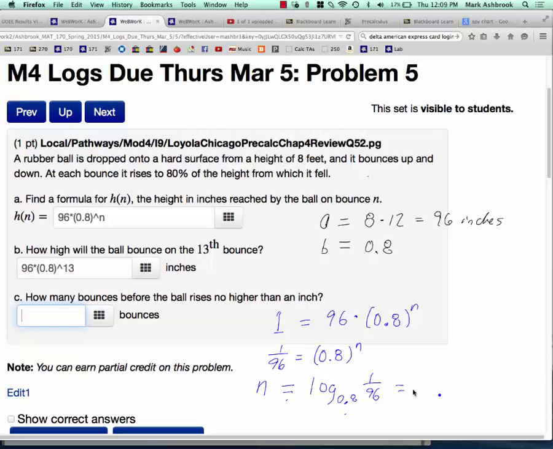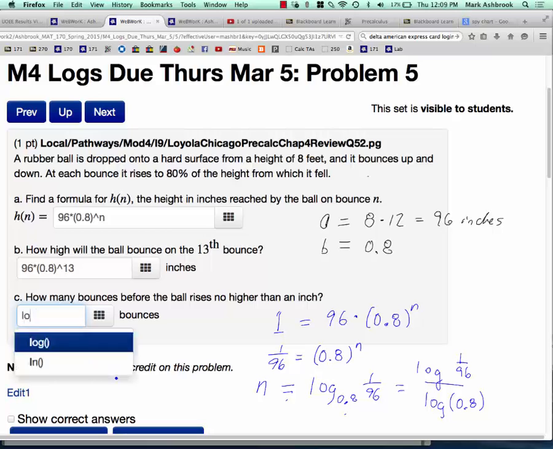And that's where our change of base formula comes in. So you've got the built-in buttons on your calculator that do base 10 and base e. Take your pick. I'll do base 10. Log of 1 over 96 over log of 0.8. And I'm guessing that it even has it. So log, it's the same meaning without the base there. The meaning is base 10. So you can do 1 over 96 divided by log.